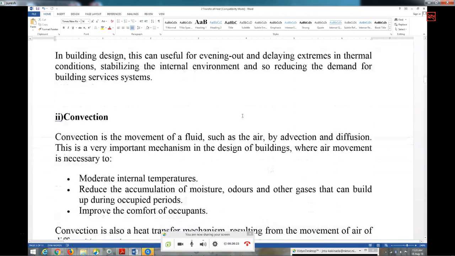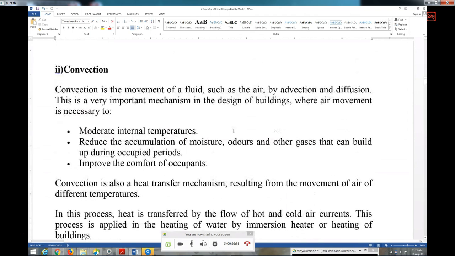This can be improved for even and deep extremes in thermal conditions, stabilizing the environment for services systems. So here we are trying to reduce the total power loss that is happening in terms of heat power. So this is about conduction. Then the second method of heat transfer is convection.